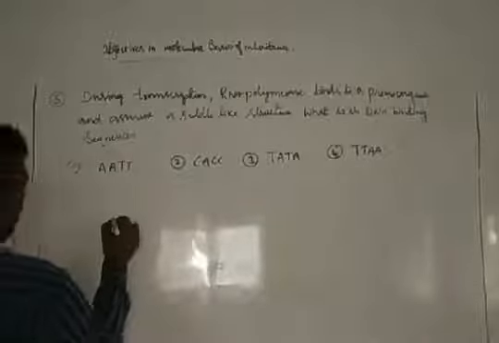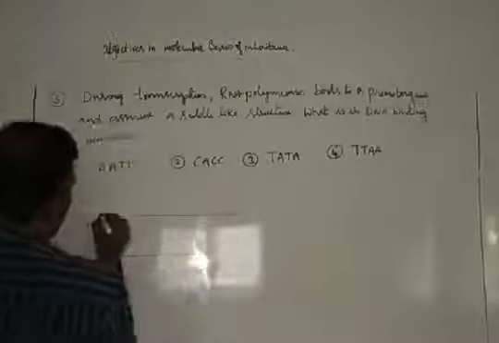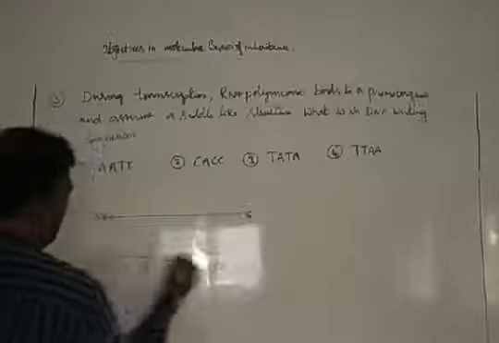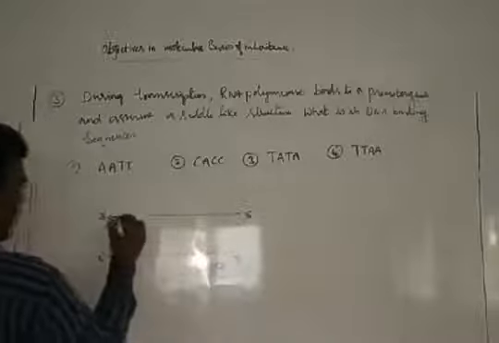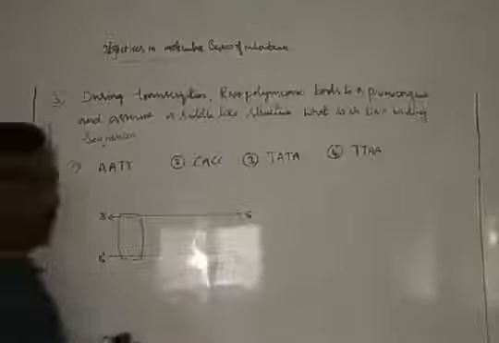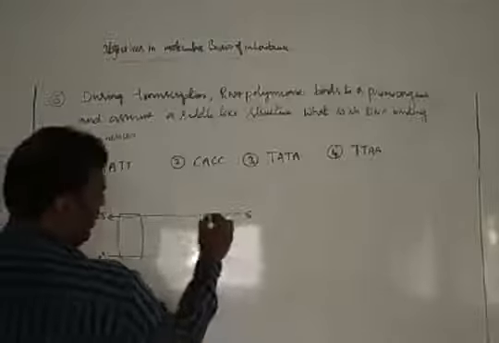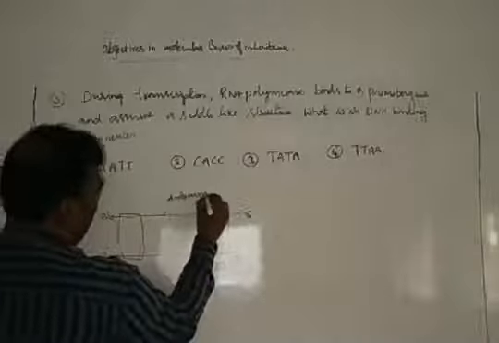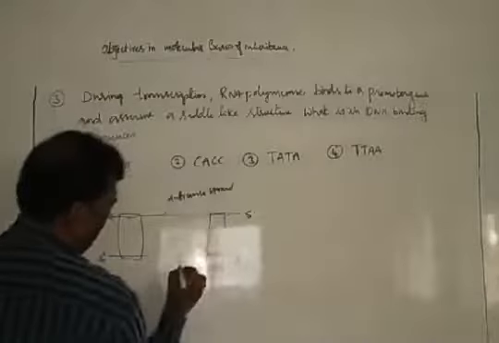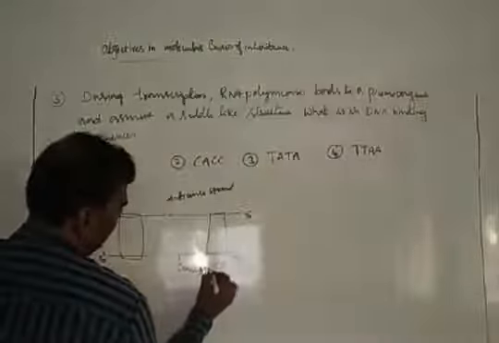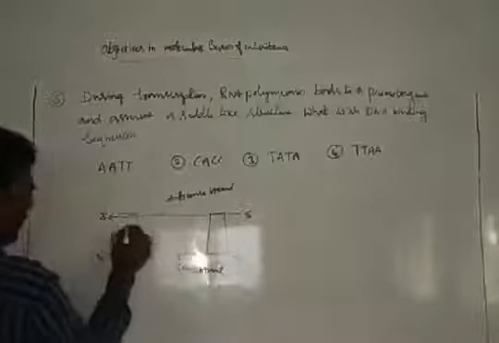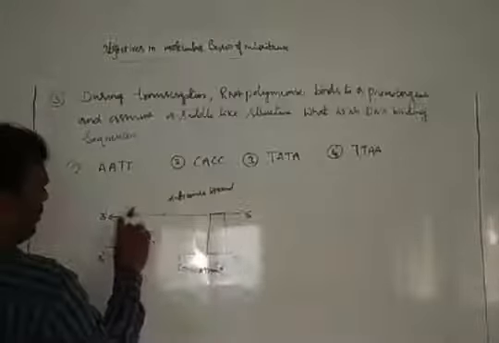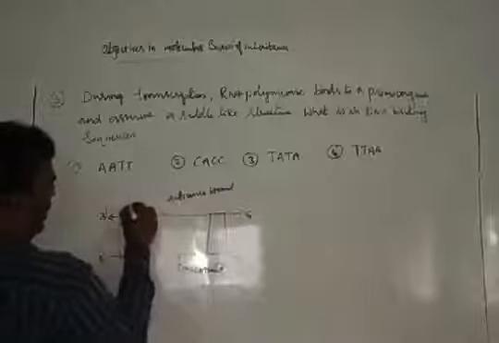So actually, this is a template for the transcription. Here the promoter gene will be there, and here the terminator gene will be there. This is the antisense strand. This is the sense strand or coding strand. So this is the promoter region, where the sigma factor and the DNA-dependent RNA polymerase are found.